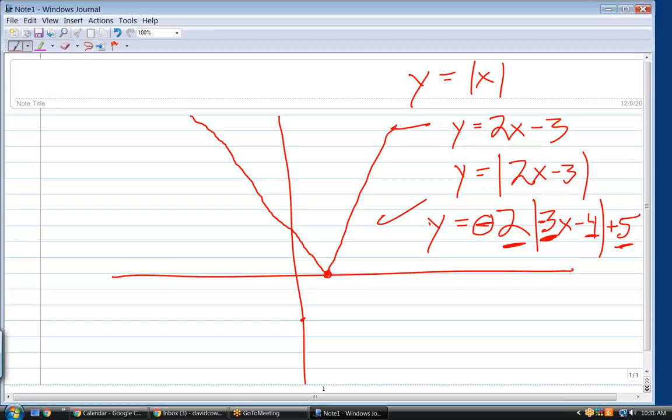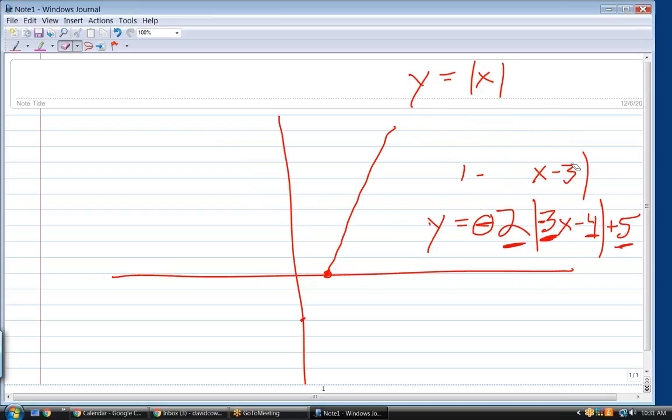Those 6 things are 2 reflections, one over the x-axis, one over the y-axis, horizontal shift, vertical shift, vertical stretch, horizontal stretch. That's it. Go ahead. What about the -3x, that part? Is that to do with the slope? Now, here, let's take a simpler function and I'll show you what that does.